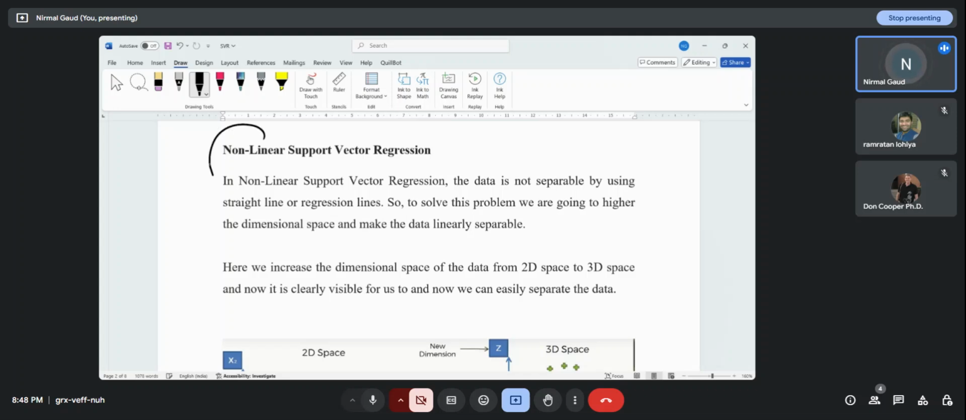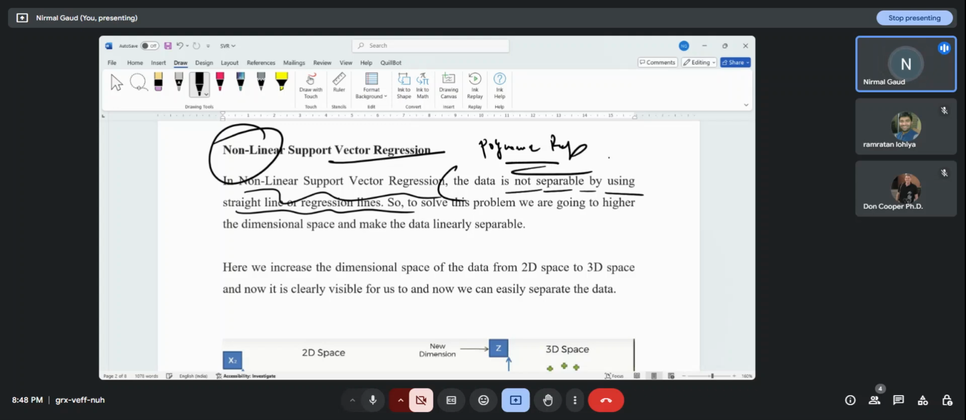What will happen for non-linear regression? See, in non-linear regression, the data is not separable by using a straight line or regression line. Just like think polynomial regression. In polynomial regression, there also we are saying that the points are not fitting over a line, the points are fitting over a polynomial. Got it. So here too, we have to follow the same approach.